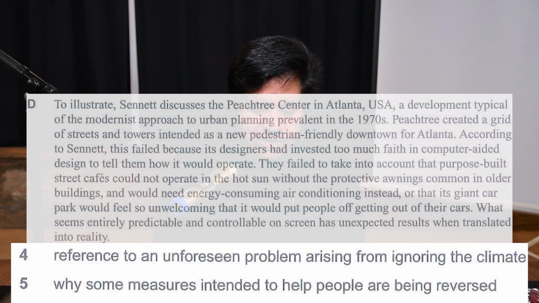To Senate, this failed because its design had invested too much faith in computer-aided design to tell them how it would operate. They failed to take into account that purpose-built street cafes, be careful, purpose-built street cafes could not operate in the hot sun. Does it ring a bell? In the hot sun without the protective awnings common in and all that. So hot sun, it goes with heading number 4, reference to an unforeseen problem arising from ignoring the climate. And climate means hot sun. Clear? So you are going to cross number 4 as well. Then you are left with 3 and 5.